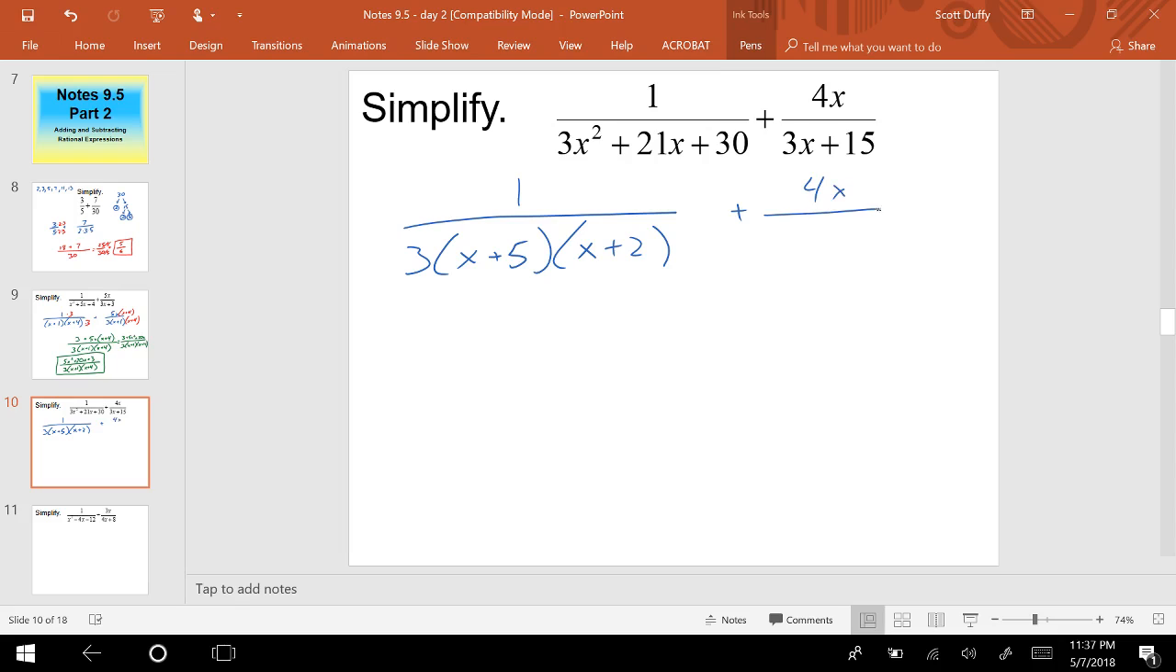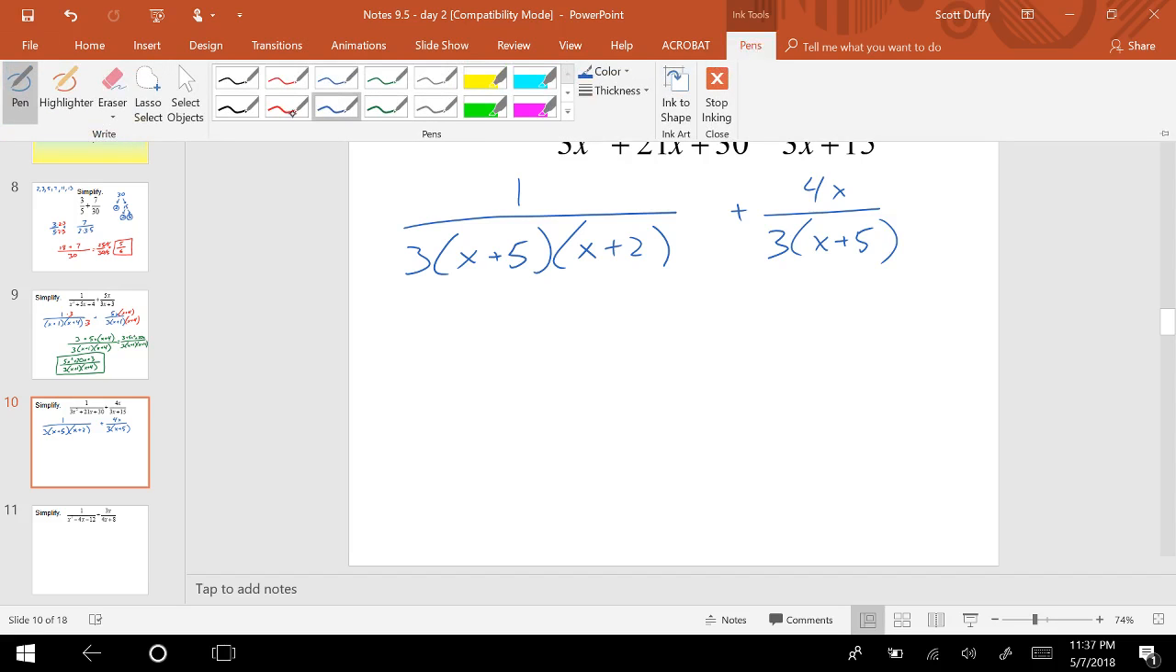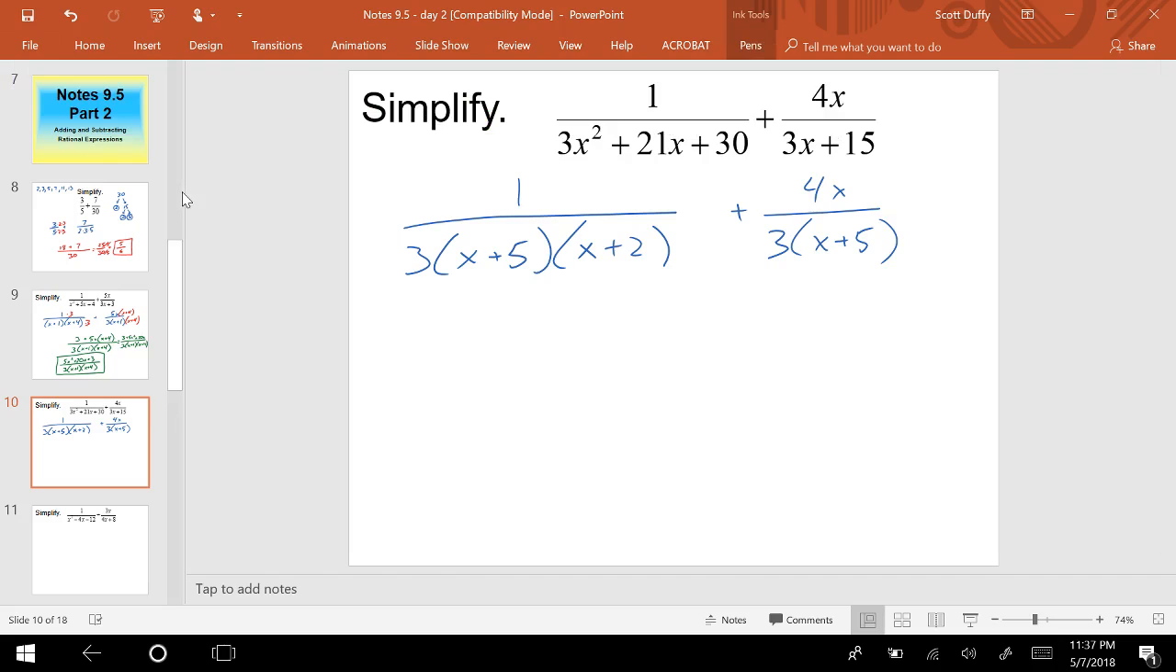Then I have 4x over 3x plus 15. I can factor out a 3, and I'll be left with x plus 5. And that's all I can do. Now I go through the same steps of asking, what does this denominator have that this denominator doesn't? Well, they both have a 3, and they both have an x plus 5. So what this one is missing on the right is an x plus 2. What I'm going to do is multiply both the top and the bottom by x plus 2.